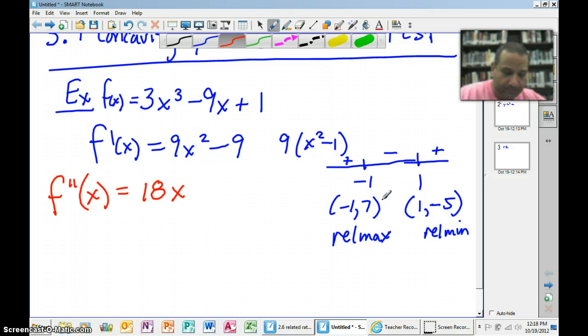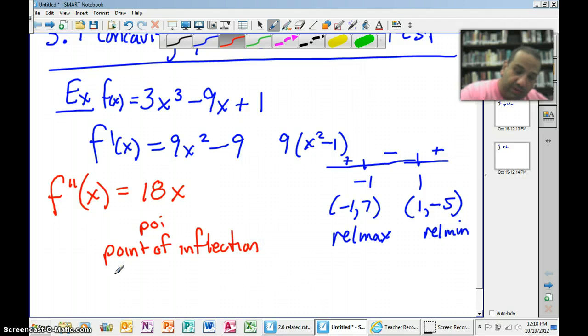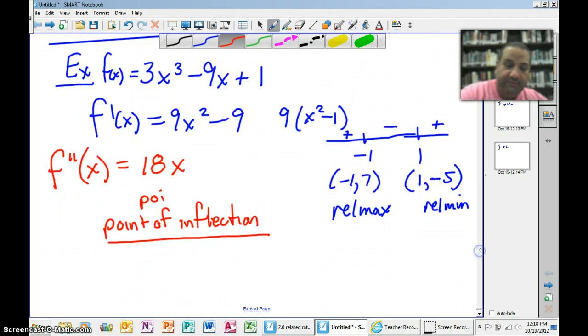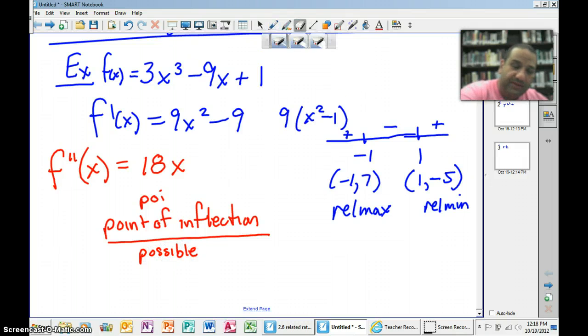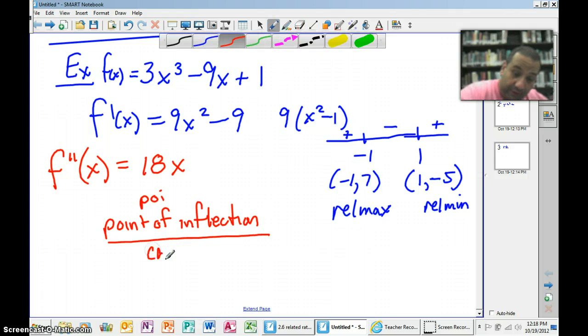So let's try it. We're going to set this equal to 0, so I get something called a POI. And that's nothing you eat. It's called a point of inflection. A point of inflection is a change in concavity.